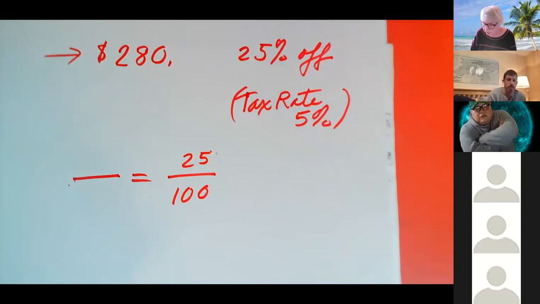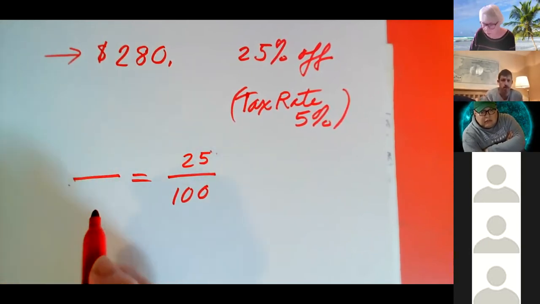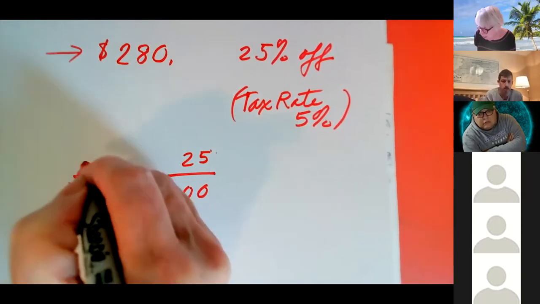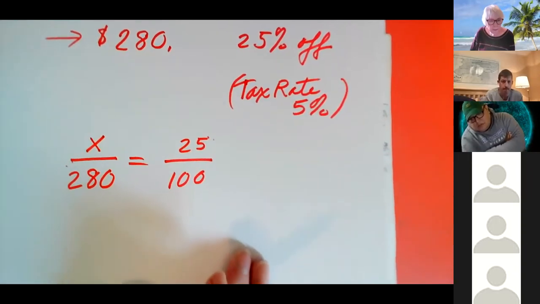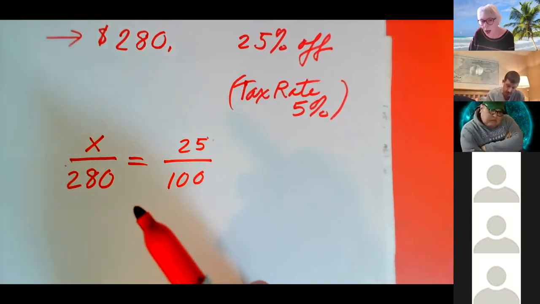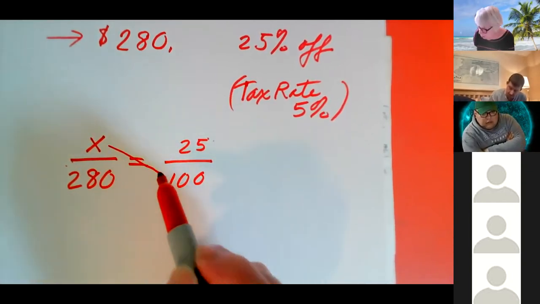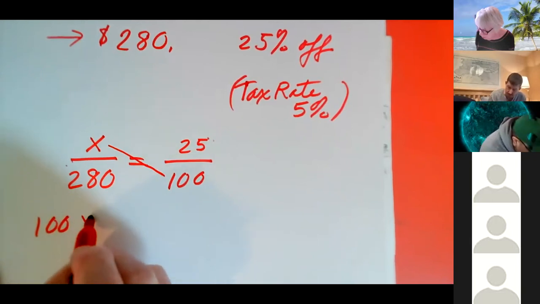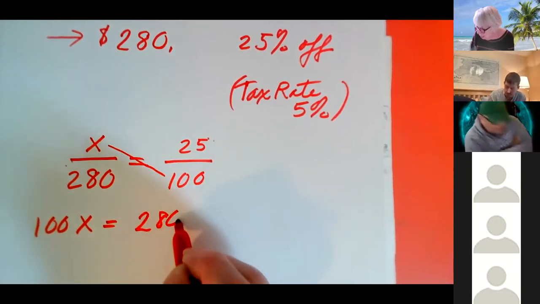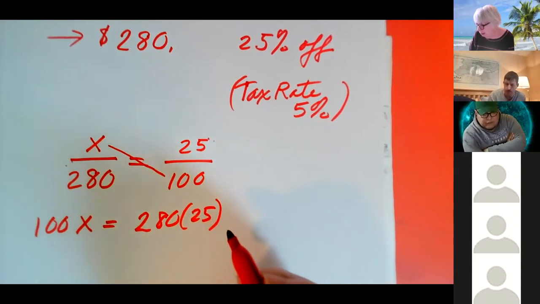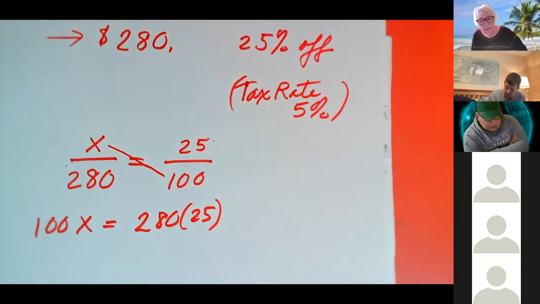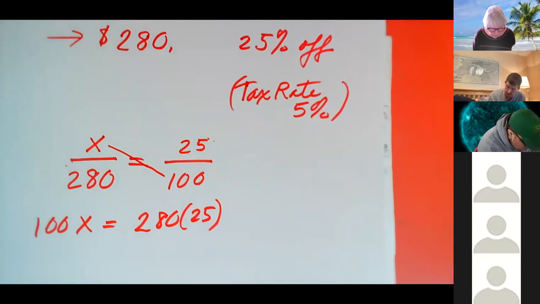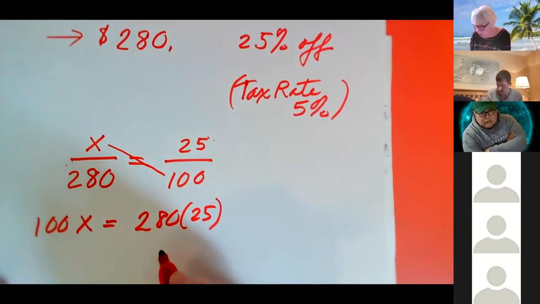Now, what's the total? 280. 280, and goes which place? Bottom. Total on the bottom, which means there you are. So I'm going to cross multiply. This is 100 times X equals 280 times 25. Ooh, how much is that? Anybody have it? 7,000. I cheated, by the way.